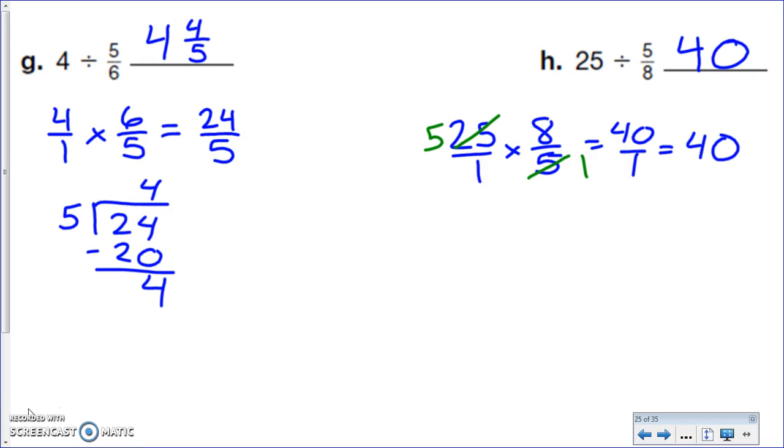Please make sure you have all of the work copied down and glue this page in your math notebook.